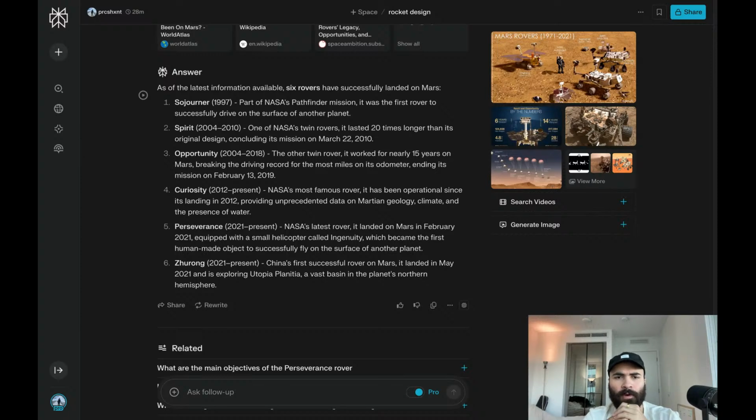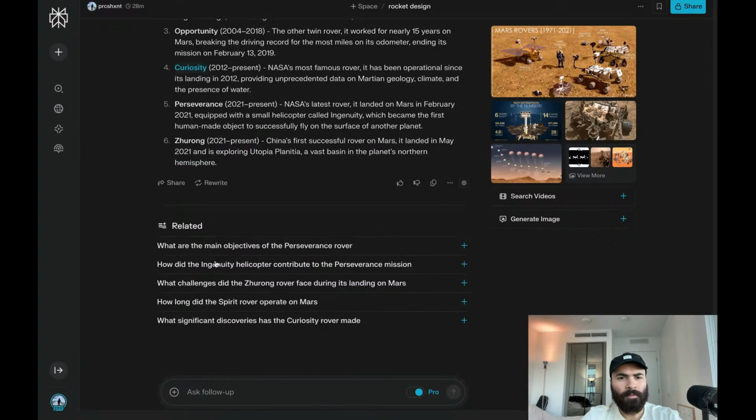Curiosity, the most famous rover, has been operational since its landing in 2012, providing unprecedented data on Martian geology, climate, and the presence of water. Opportunity, the other twin rover, worked for nearly 15 years on Mars, breaking the driving record for the most miles on its odometer, ending its mission in February 2019. Wow, a 15-year run. Crazy. Spirit, the twin rover, lasted 20 times longer than its original design, concluding its mission in 2010. 6 years. Wow.